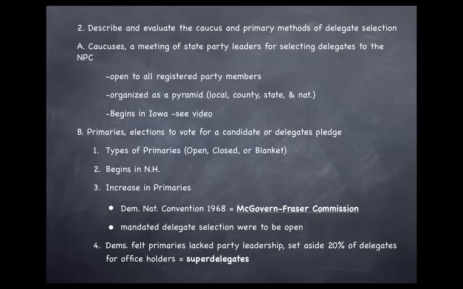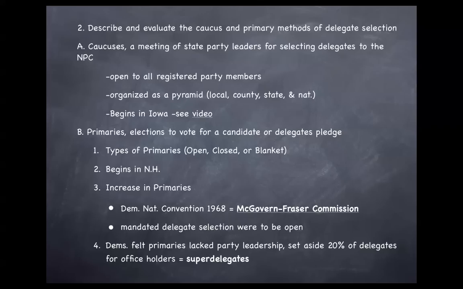Number 2, describe and evaluate the caucus and primary methods of delegate selection. So we talked about one of the steps to win the nomination game. You have to go through the caucus and primaries portion of that. A caucus is a meeting of state party leaders, who then select who they think the delegates are going to be, who are going to go on to the National Party's convention itself.